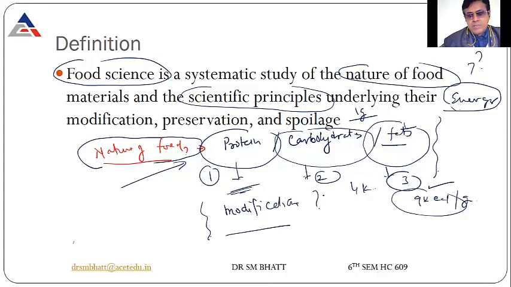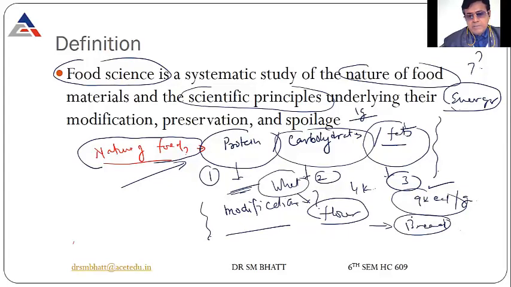And how they can be modified? Suppose you are having a flour. From wheat, you are converting them into the flour, and then flour into the bread. And you can see the bread in the market, right? So which one is modified? Wheat is modified or bread is modified food? Which one is modified food? Tell me. Who will tell me?